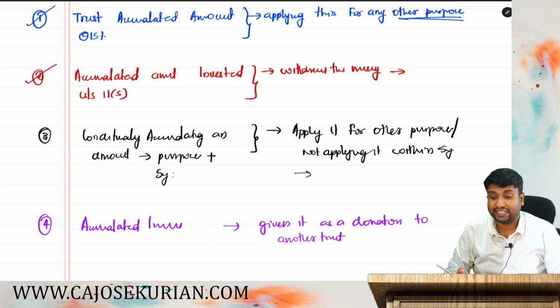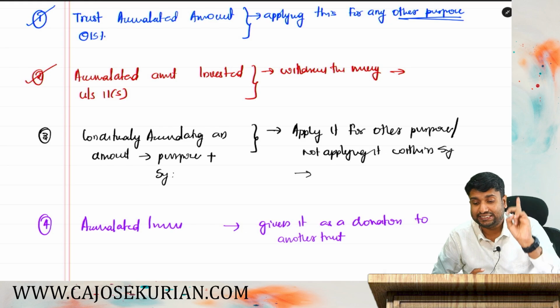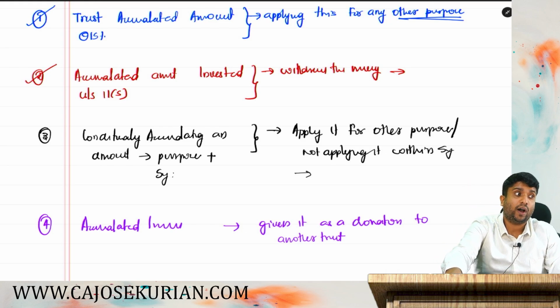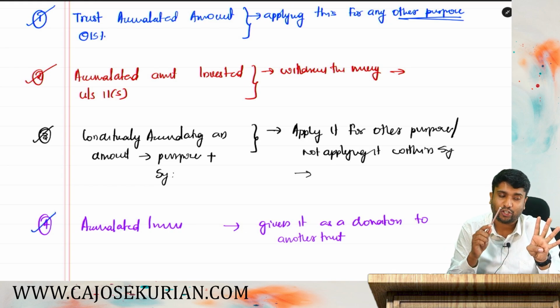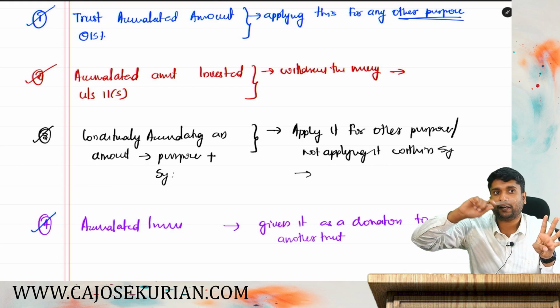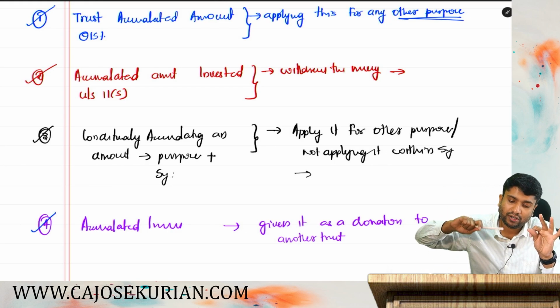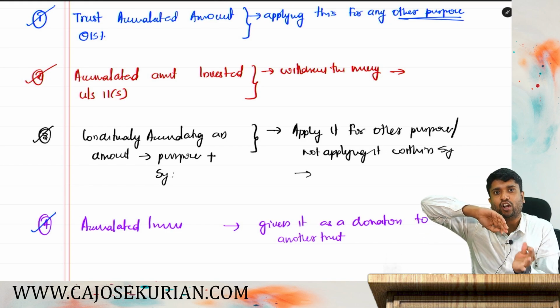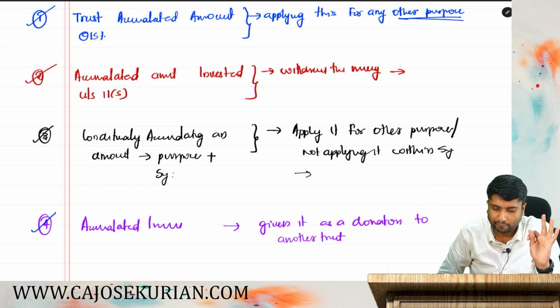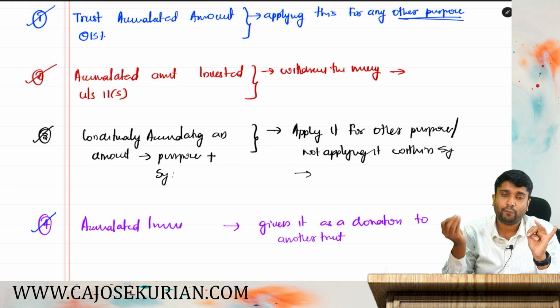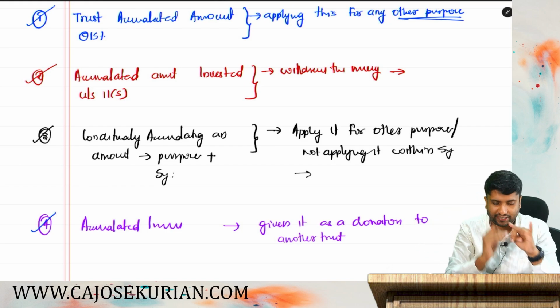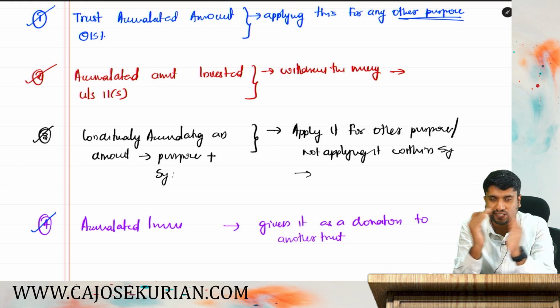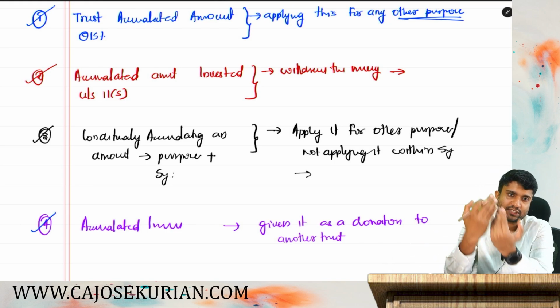Accumulated income, if I am giving it as a donation to another trust, that also will be considered as a violation. So there are 4 violations. Which are the 4 violations? Number 1, accumulated amount is applied for some other purposes. Number 2, accumulated amount invested but you withdrew the investment, or you haven't invested it. Number 3, conditionally accumulated amount has been utilized for some other purpose, or I haven't utilized it within 5 years. 4th violation, accumulated income has been given as a donation to some other trust or institution.